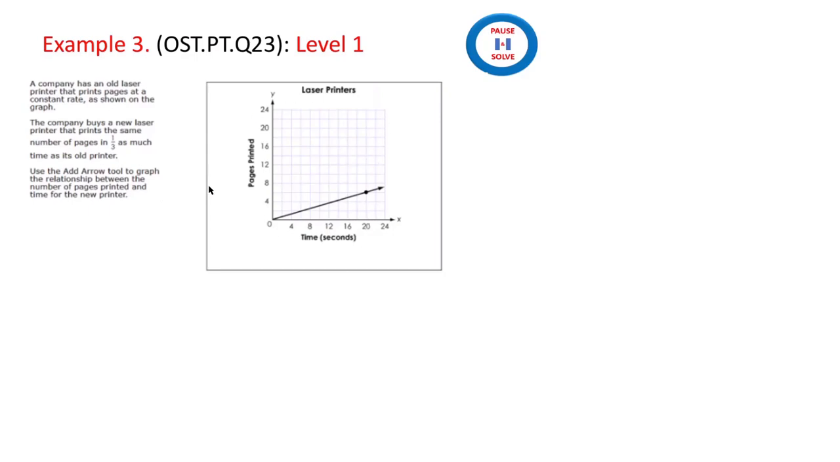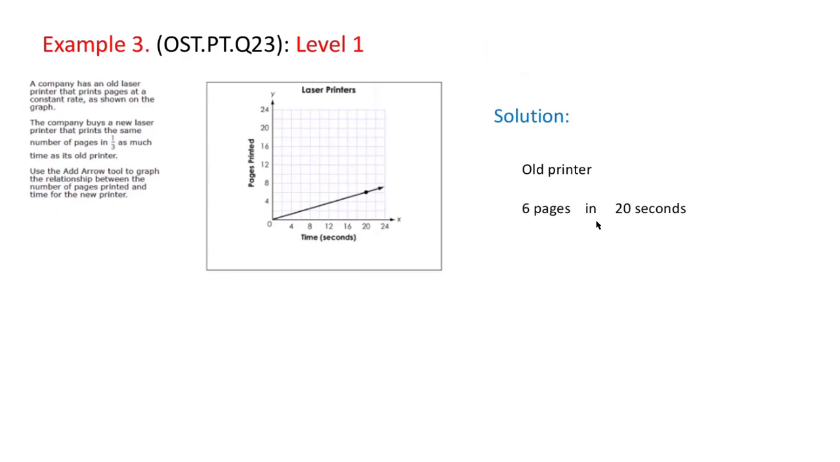So look at this graph, try to understand what's happening here. That's the old printer. In 20 seconds, it prints 6 pages. So, solution, old printer, 6 pages in 20 seconds. Where did I get that from? From the graph right here.